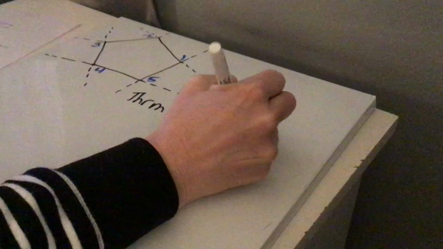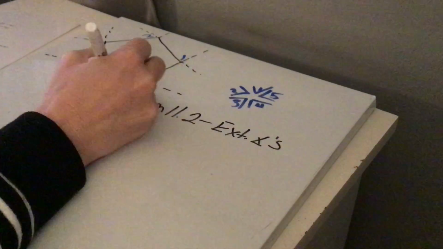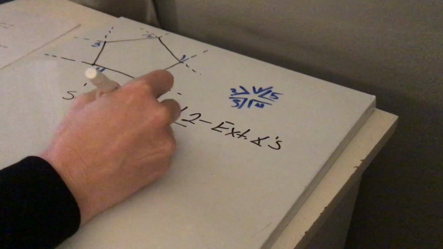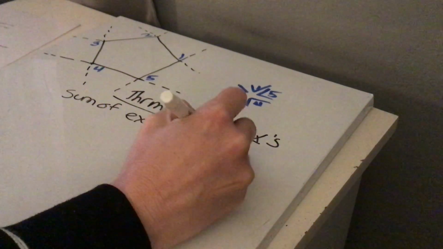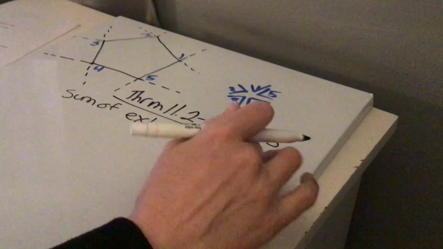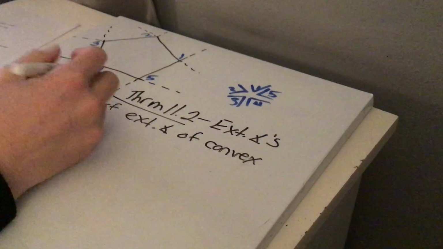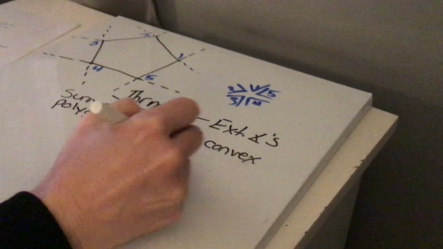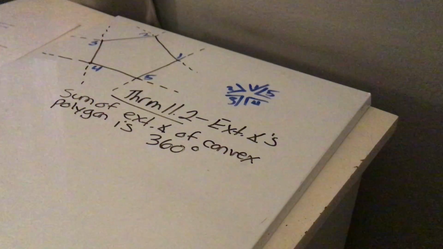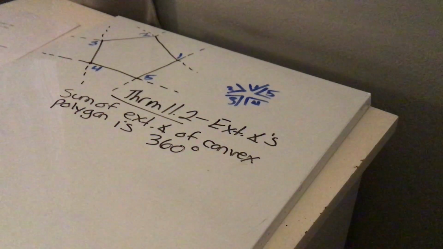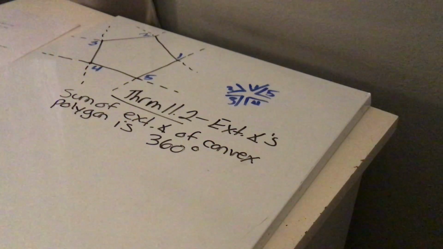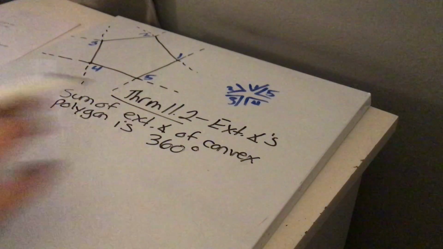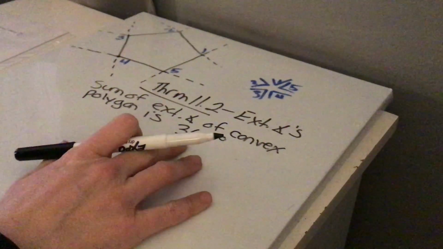11.2 is our exterior angles theorem, okay? And it says that the sum of the exterior angles of a convex polygon, any polygon, is 360 degrees always. Okay, it doesn't matter if it's a triangle, quadrilateral, pentagon, doesn't matter if the polygon has 20 sides. If you take one exterior angle from each vertex, they will always add up to 360.